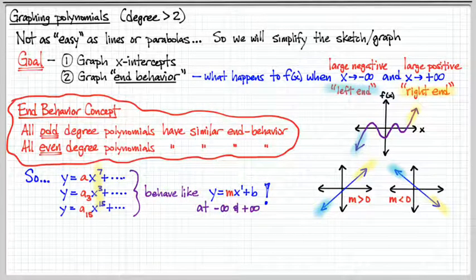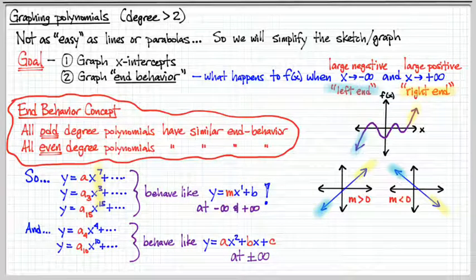Now, we also have the case where we have a negative slope, or where the coefficient here is negative. In that case, it has opposite end behavior. As x becomes negative, f of x becomes very big. As x becomes very big, the function f of x becomes very negative.